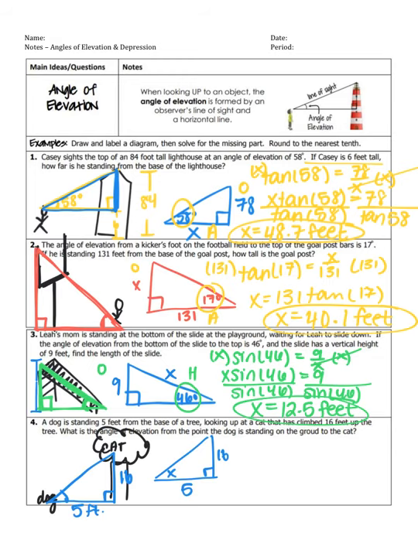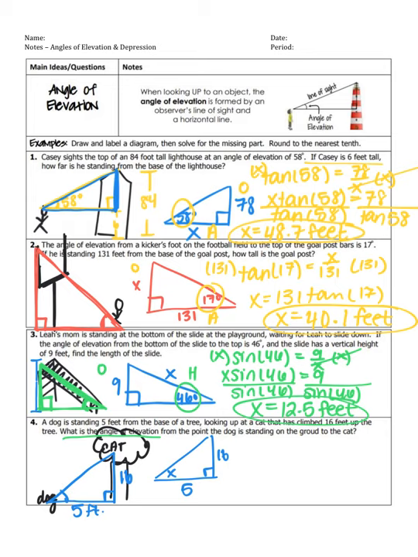All right, so number 4 is a little bit different. So it's already drawn out for you. But the reason number 4 is a little bit different is because they are asking you to find the angle of elevation. So the only difference is you're now using inverse trig instead of regular trig. So I've drawn the problem. The dog is standing 5 feet away from the base of the tree, so that's the horizontal, and the cat is 16 feet in the air or in the tree, so that's the vertical.